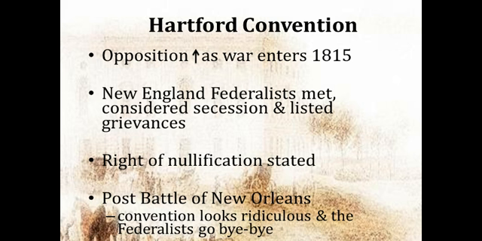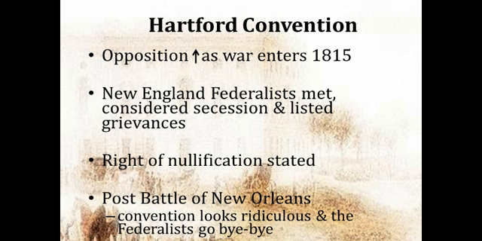What's going on? So the New England Federalists met, and then they considered secession again, because of course in 1804 they considered it with Aaron Burr, well, at least a few of the radical Federalists, and they listed grievances they had with the administration. So they talked about secession. The right of nullification was stated, but they kind of had a problem because they decided to do all this stuff after the Battle of New Orleans. So the convention looks really stupid, and the Federalists go bye-bye.